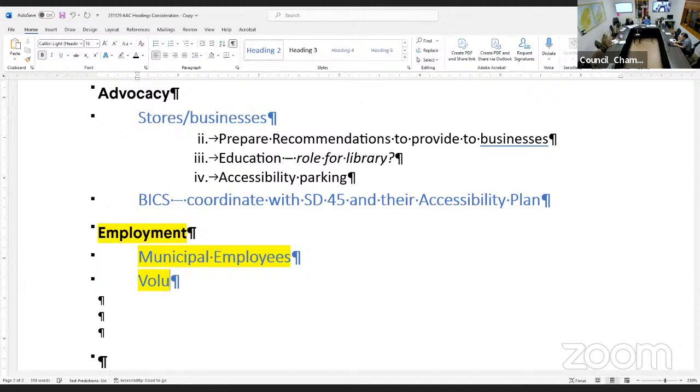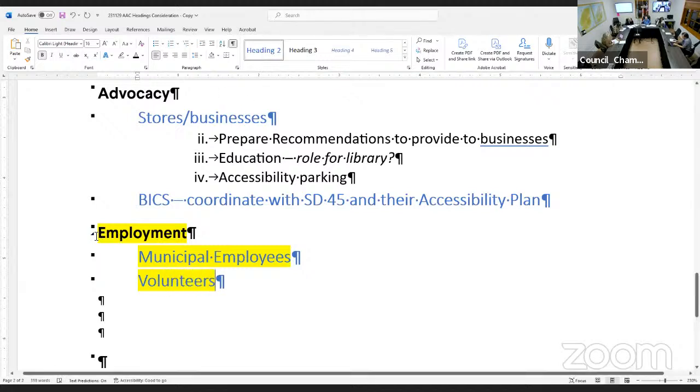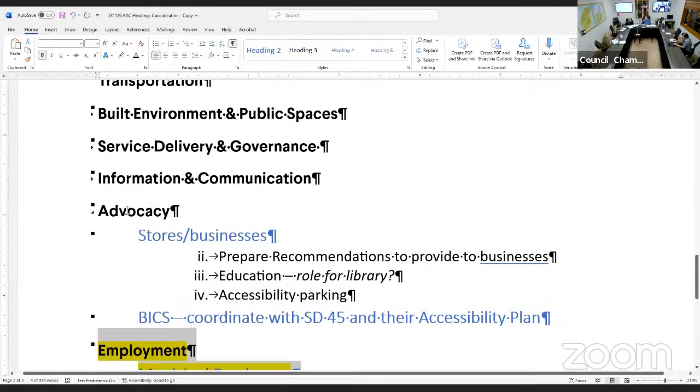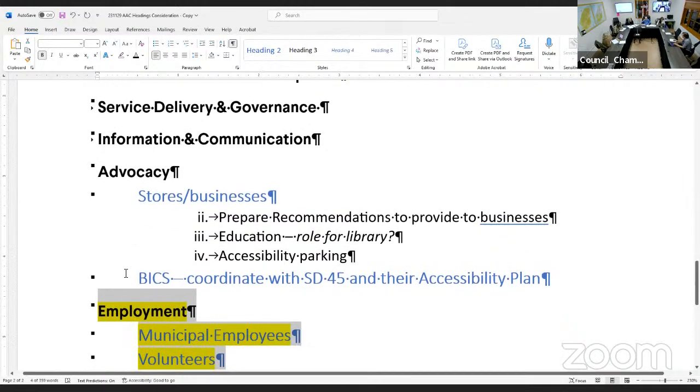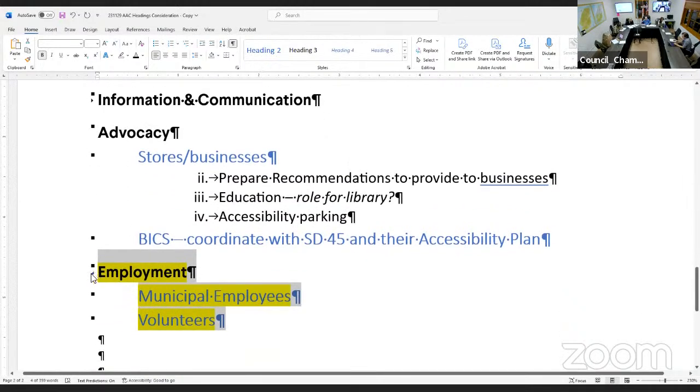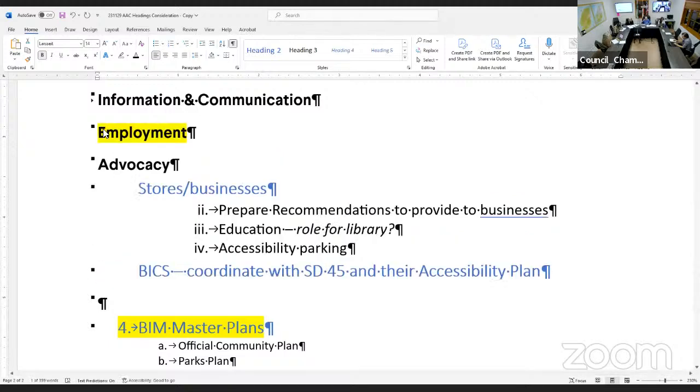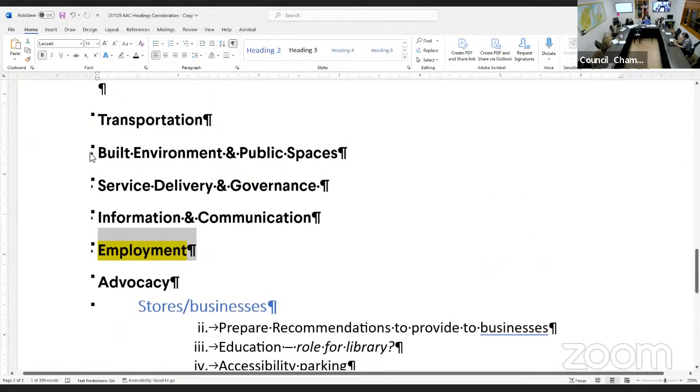So maybe we should move it ahead of advocacy, like under housing, maybe following housing. Is it one of our main headings then, I think, for the plan? It can. Where did housing go again? It's under built environment.